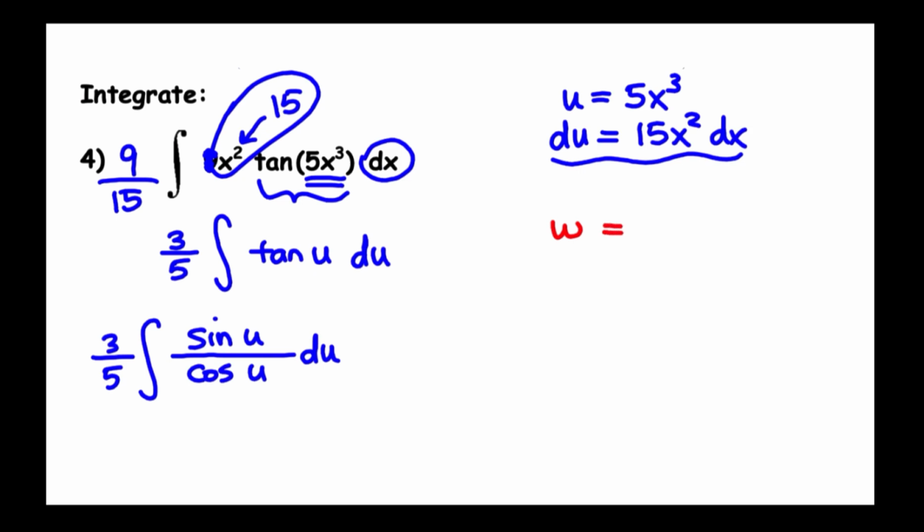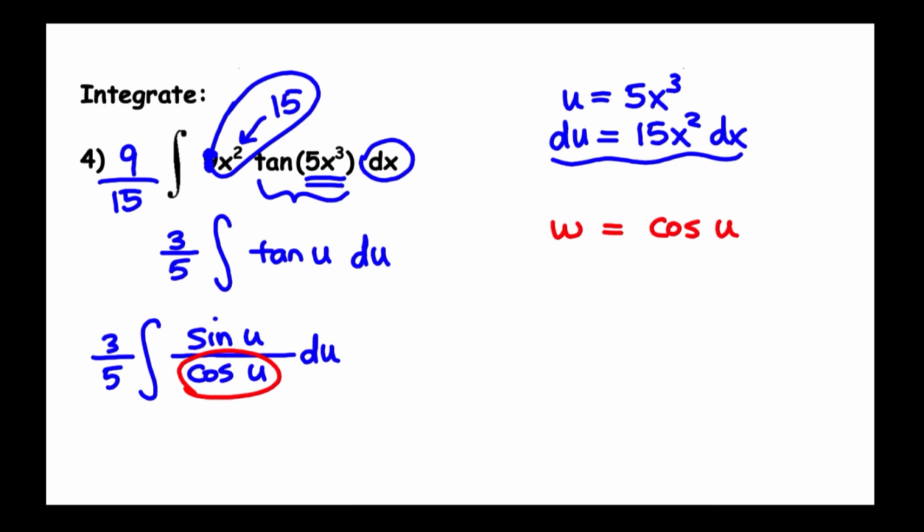So w, I can either make it sine of u or cosine of u. I'm going to make it cosine of u. There's a reason for that. If I made w sine of u, then the derivative would be cosine of u, and I don't have a cosine. People are thinking, yeah, you do, you just circled it. I'm like, that's actually a secant. And so usually you want to make the denominator the letter. All right, so that's w.